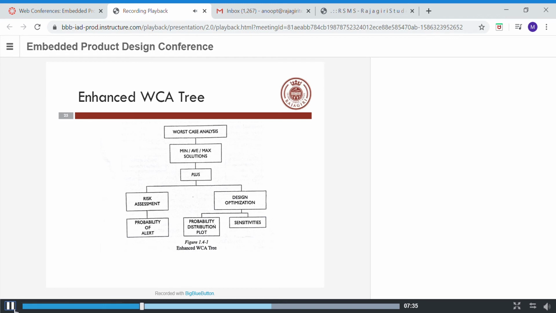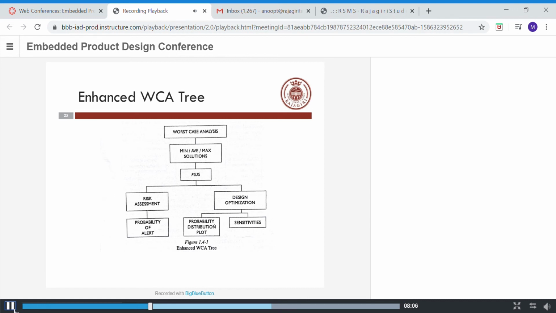Risk assessment is based on probability of alert, and design optimization is basically based on sensitivity. It's again calculated based on probability distribution plot. So keyword is probability. How probable is an alert scenario? That's the whole idea of your enhanced WCA and your WCA plus. So that is being described as part of this particular enhanced WCA tree.